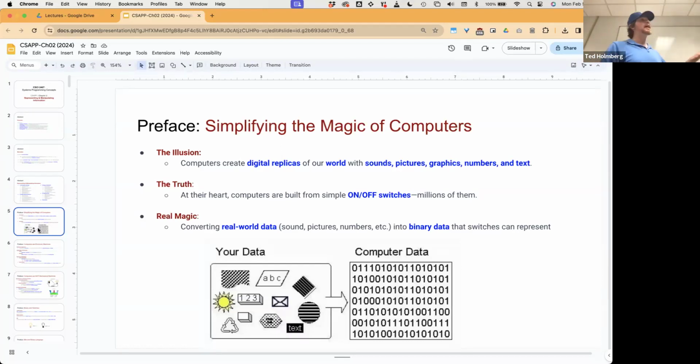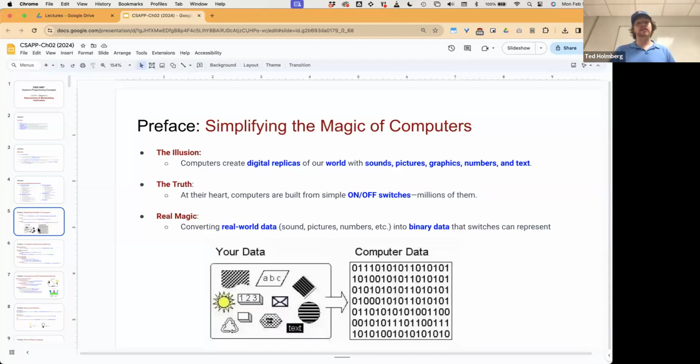But with that said, I think every now and then there's some holes that I want to patch in. So these are some of these concepts that I just want to make sure that everyone's on the ground floor with. When we first start looking at computer systems, before we're well acquainted, before we're trained in it, there's an illusion that we see with computers. This illusion is that they create these digital replicas of our world that has sounds and pictures and graphics and numbers and text, right? They look like these really magic boxes.